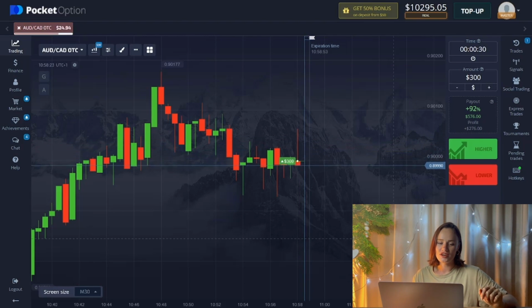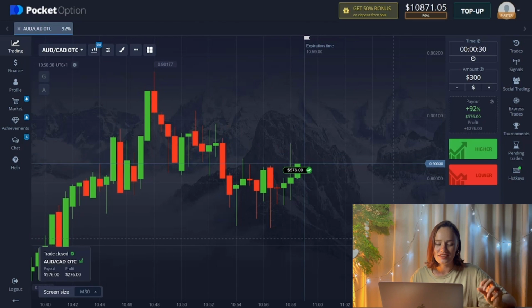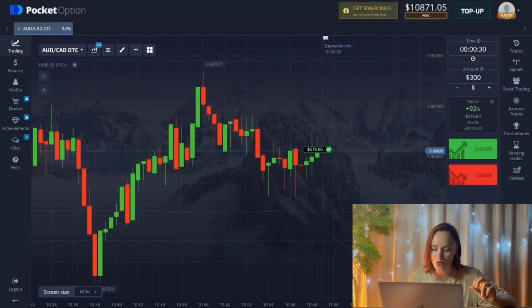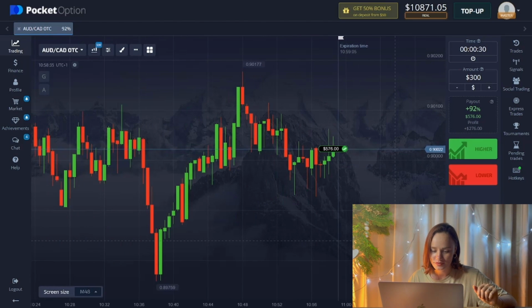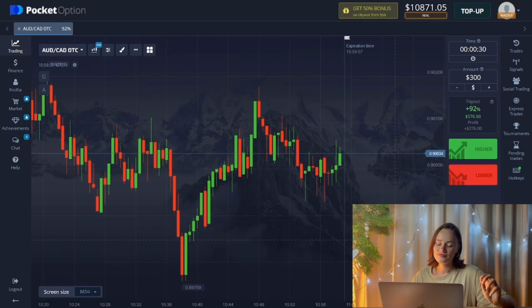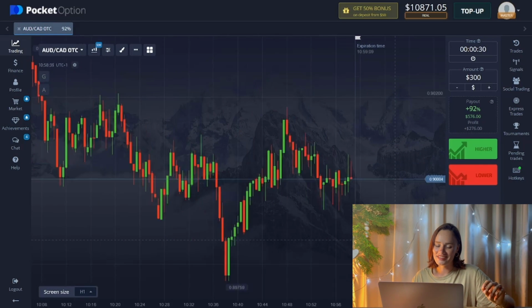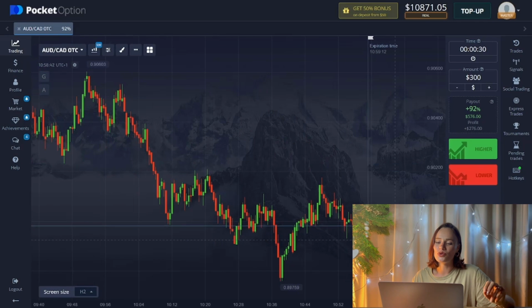We can see in the chart that the price comes down below the level at which we made the trade. Nevertheless, at the last moment, the green candle shoots up quite well. And our trade goes on the plus again, and we have added to our account another $276. Let's zoom out in the chart a bit.